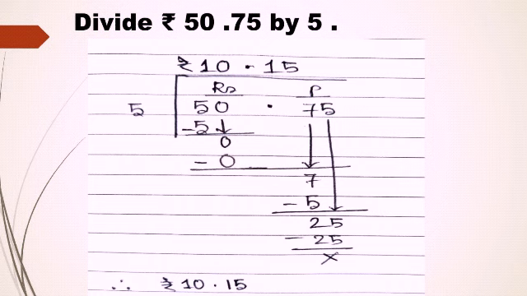5 ones are 5, then 0. We will bring down the next number 0. 5 zeros are 0. Then put the point because the rupees part is over. Now for paise we will write the next number, that is 7. 7 will come from the paise part. So 5 ones are 5. That means 2 will remain. Next we bring down the number 5. So 25. 5 5s are 25.